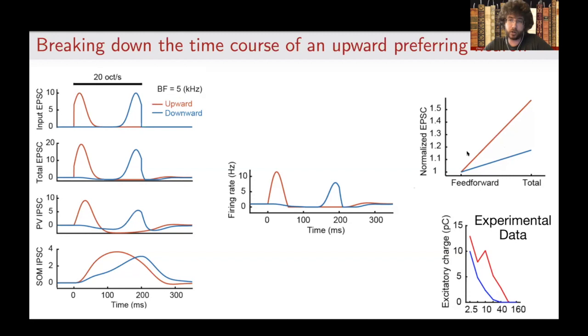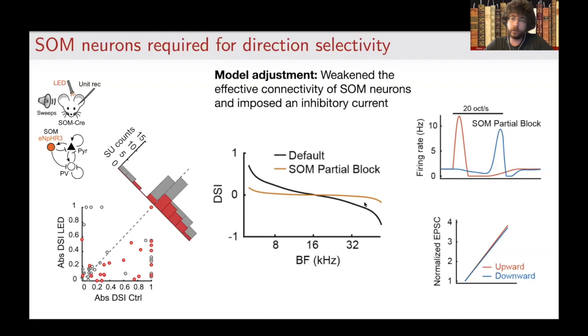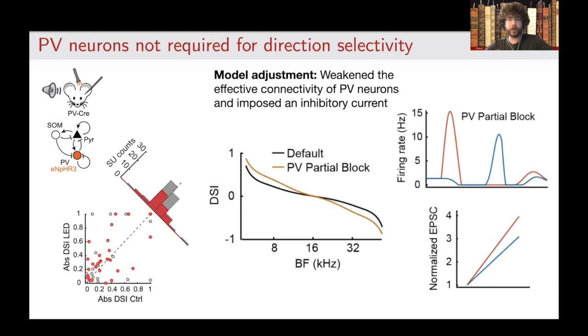Similar to the experimental work, we can silence SOM cells in the model and see, does this prevent selectivity, or prevent DSI? And we see that to be exactly the case. When we block SOM in our model, we lose DSI. Why does that arise? It's because we lose this leading network suppression. These cells are no longer silenced, and we see that we lose this asymmetry in charge. Similarly, we can block PV cells, and no effect is seen in terms of DSI. We see that this leading suppression is very much intact when you block PV.